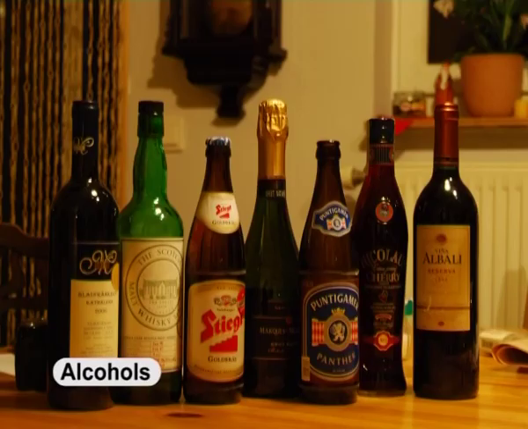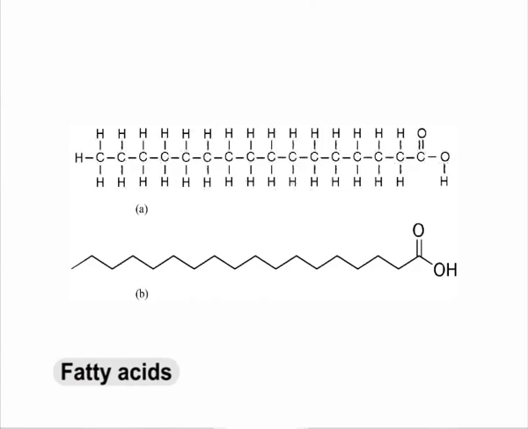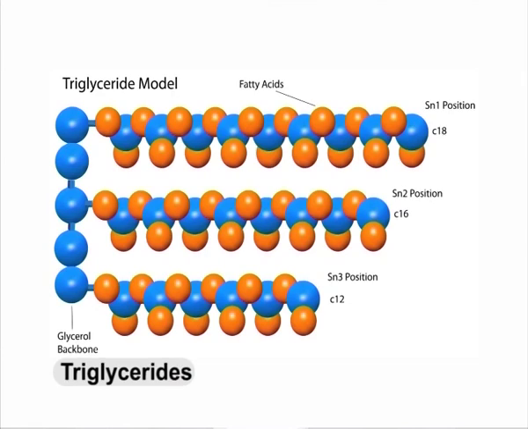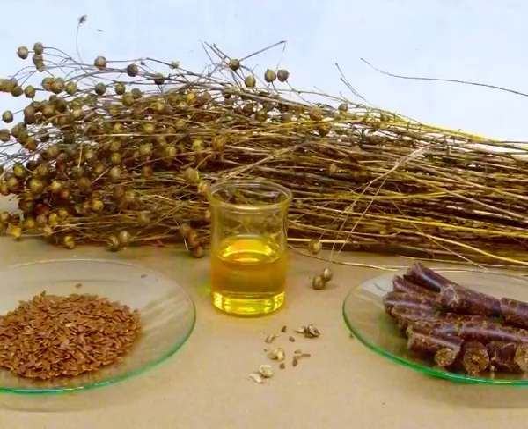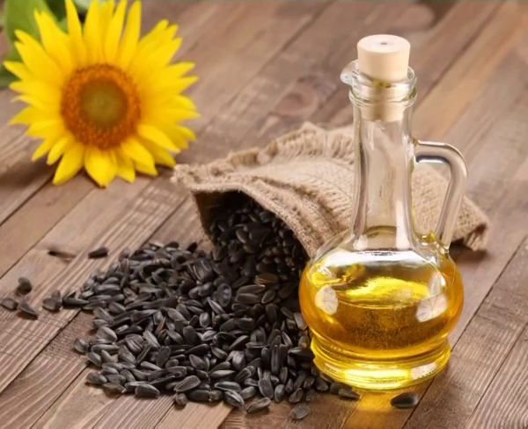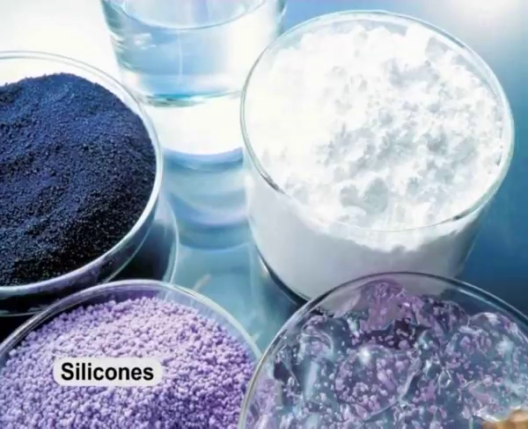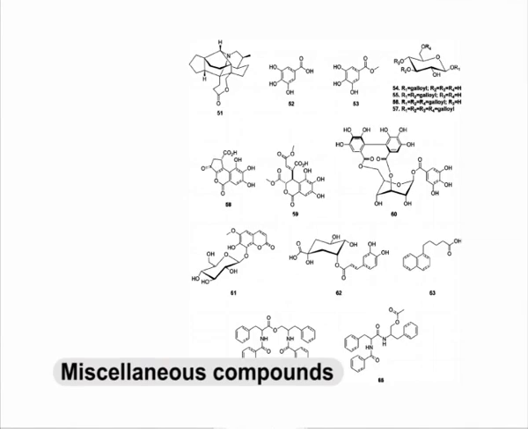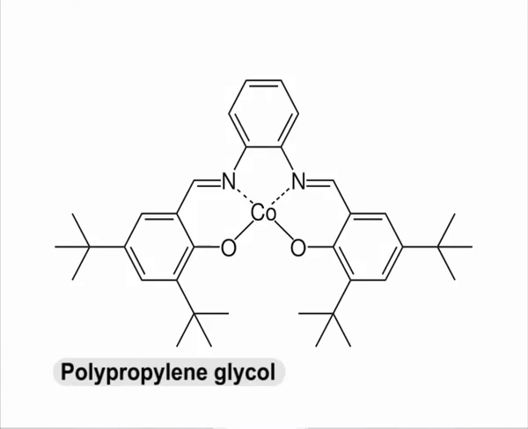Several compounds have been used as anti-foaming agents and have been found to be suitable for different fermentation processes. These compounds are as follows: alcohols, esters, fatty acids and their derivatives, especially triglycerides like cottonseed oil, linseed oil, soybean oil, sunflower oil, etc. Silicones, sulfonates and miscellaneous compounds like oxaline and polypropylene glycol. Antifoams are generally added when foaming occurs during fermentation.